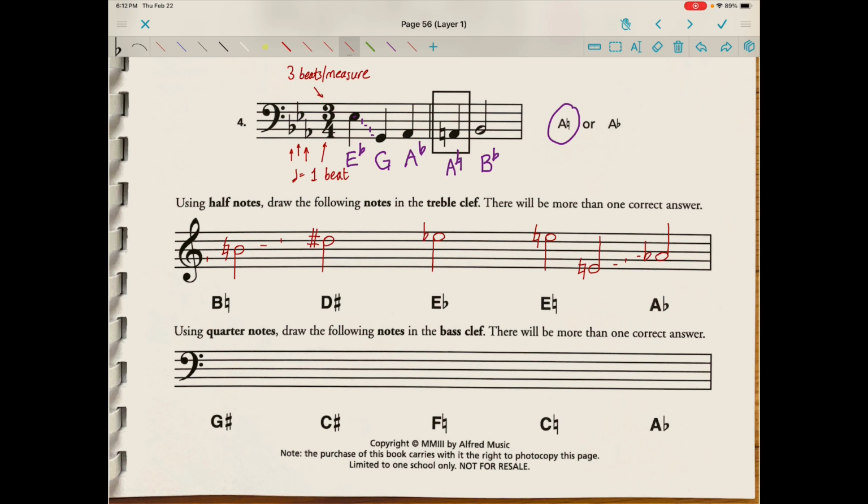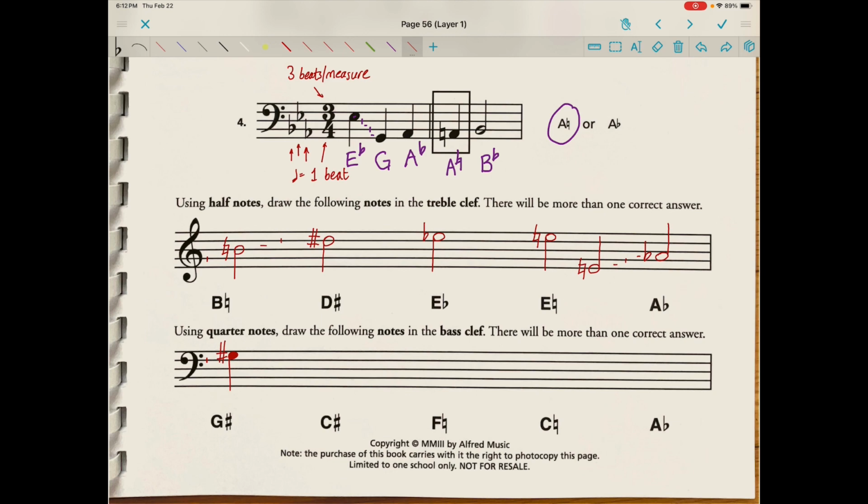Using quarter notes, draw the following notes in the bass clef. So we're in the bass or F clef. We're supposed to draw quarter notes, so we're going to need a filled-in note head with a stem. And if this is our F, I'm just going to step up to a G right here. And that'll be a G sharp, so we'll need an accidental in front of that.